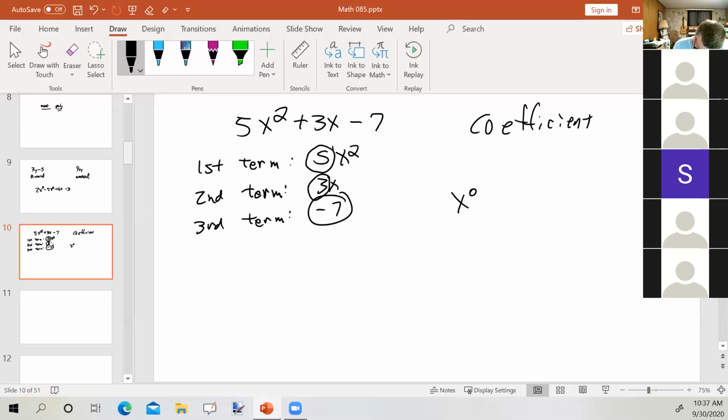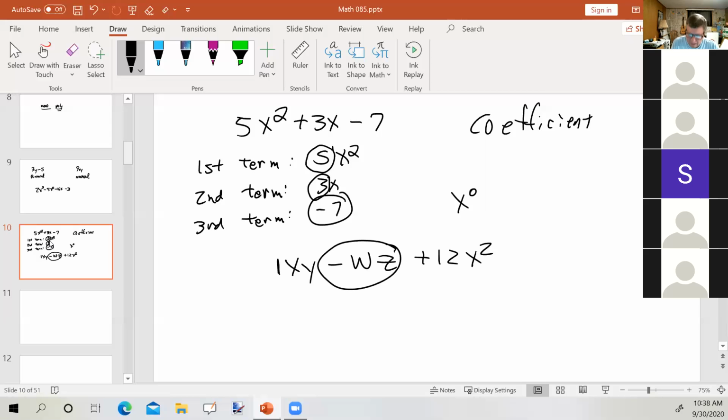Now, let's say I have xy minus wz plus 12x squared. The first term is xy. The coefficient of the first term is a 1 because since there's no coefficient written, it's implied that there's one of them. Okay? So the coefficient of the term xy is 1. The second term would be negative wz. The coefficient of that term is negative 1 because, again, there's an implied 1 and there's also the negative sign. The coefficient of the third term is 12.